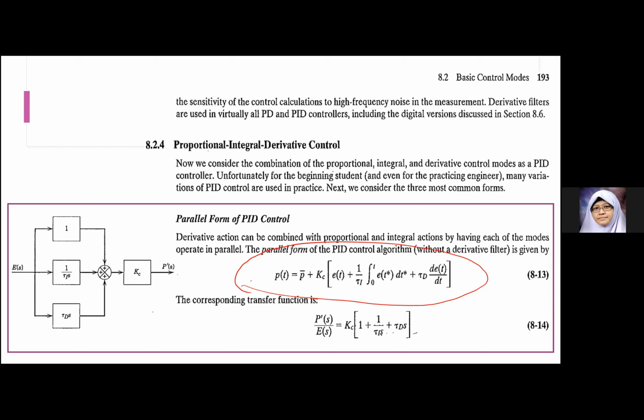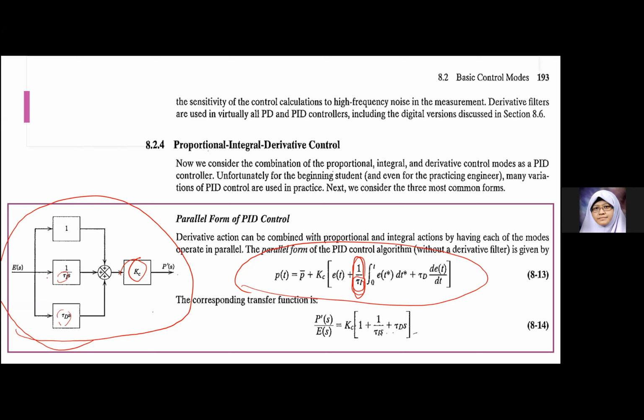Sometimes you don't have tau I here to give the value. Sometimes you have the whole thing, 1 over tau I. So you have to know the effect of it. Okay, now this is the block diagram representation. So basically this is what we're tuning: KC, tau I, tau D.